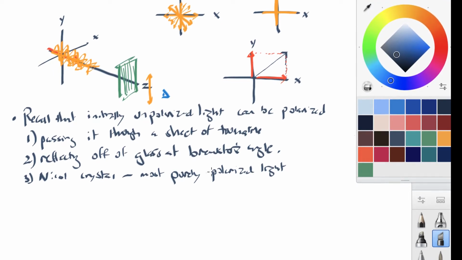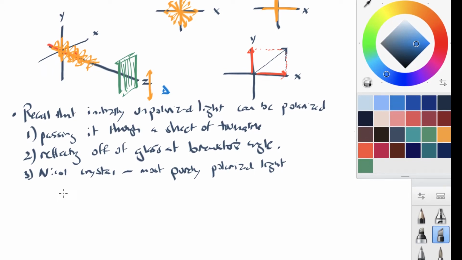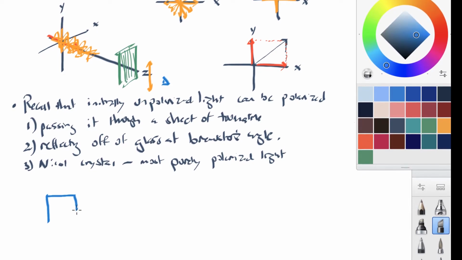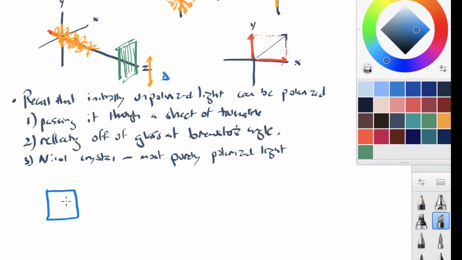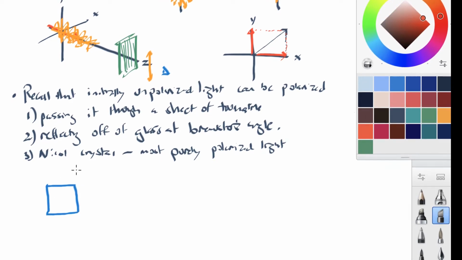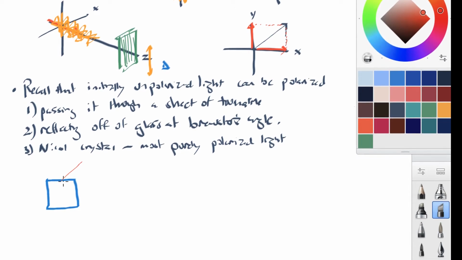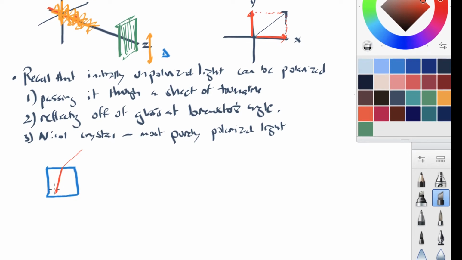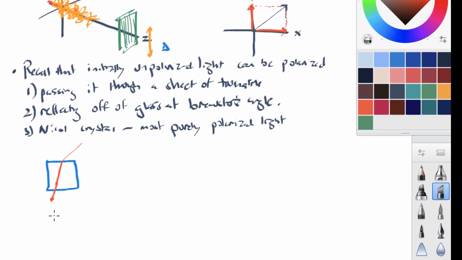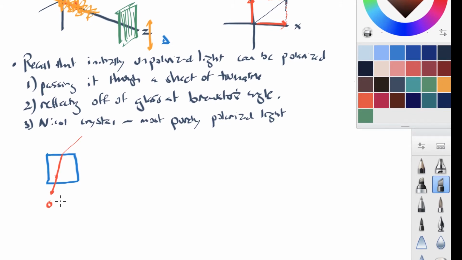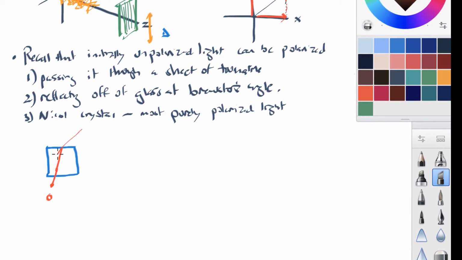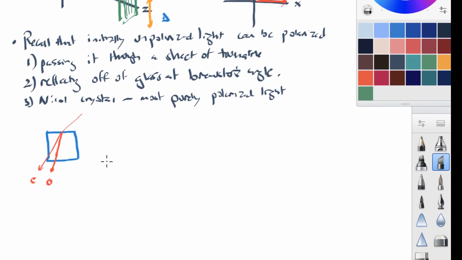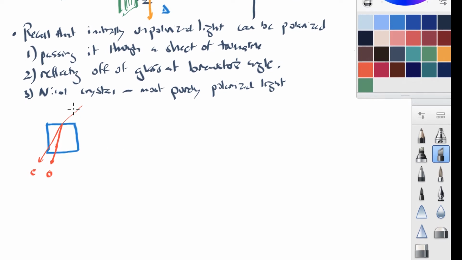So let's remind ourselves of how Iceland spar works. It's going to take a couple of drawings here. So let's suppose we had a crystal of Iceland spar. I know it's a rhombus, but I'm just going to draw it as a square because it's a little bit easier to draw. And if we have a ray of light coming in, that ray of light is broken up into two beams. And let's call this one the ordinary beam, and the other one is the extraordinary beam. I'm only going to draw the refraction at the first surface. My point here is merely to say that it breaks into an ordinary and an extraordinary beam.